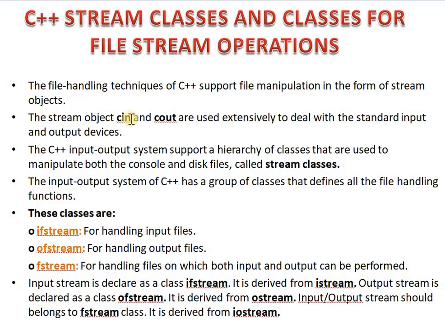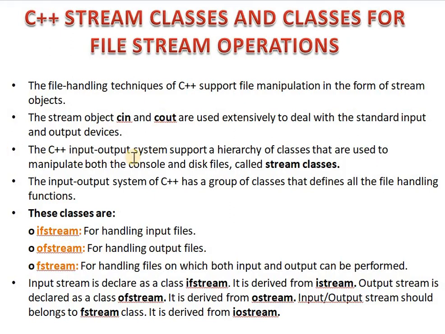The stream objects cin and cout are used extensively to deal with standard input and output devices. We know that the iostream library provides the cin and cout stream objects that are used to take input and provide output in our program.